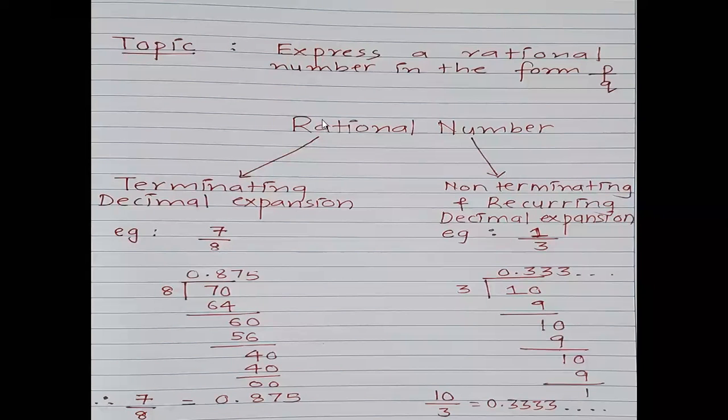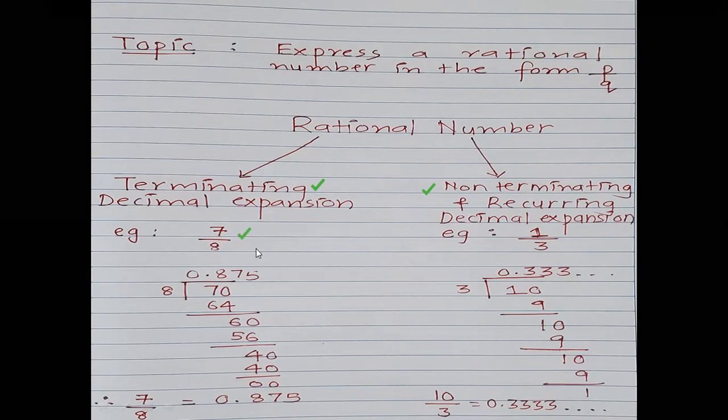Now, a rational number can have two types of decimal expansion. One is a terminating decimal expansion, and the other one is a non-terminating and recurring decimal expansion. Let us understand it further with an example. Let us take the first example of 7 upon 8.